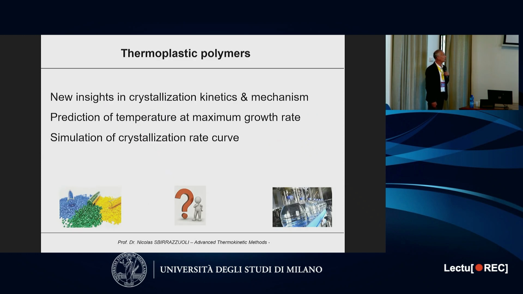So the first example I'll show you concerns a thermoplastic polymer. What can we do on a thermoplastic polymer? We can try to get new insight into crystallization kinetics and mechanism. We can also, as I will show you, make a prediction of the temperature at maximum growth rate, and we can make a simulation of the crystallization rate curve.